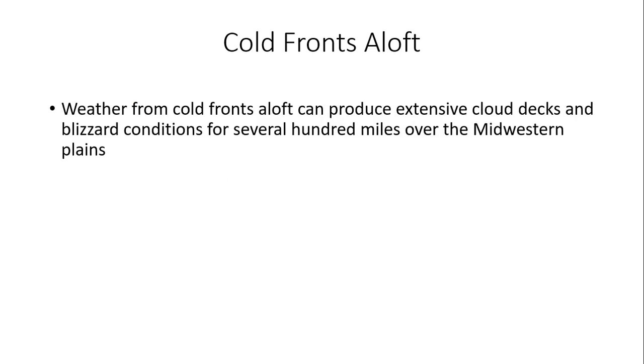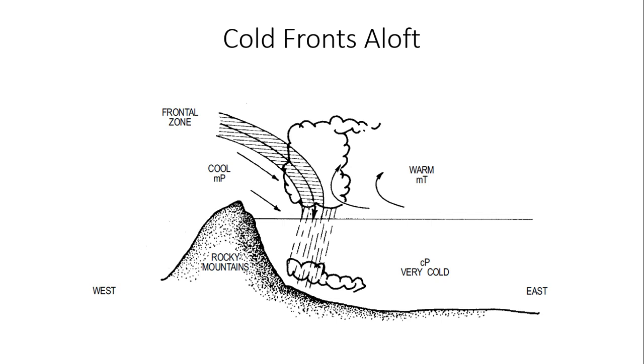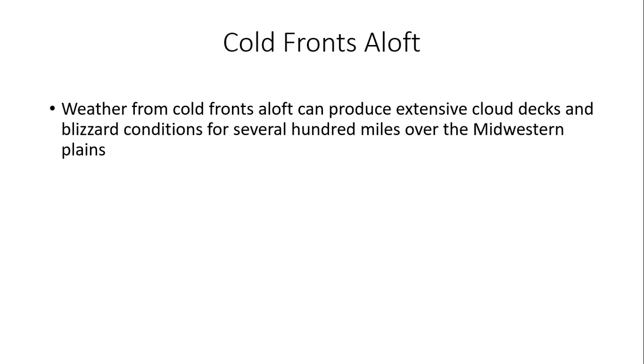All right, so weather from cold fronts aloft can be very significant. This can produce that extensive cloud deck and blizzard-like conditions for several hundred miles over the Midwestern plains, east of the Rocky Mountains in the winter season. When you've got three different air masses colliding, we already have the warm tropical air mass being lifted in the vertical, riding up and over the colder continental polar air at the surface. And then when you throw this cool maritime Pacific air underneath the warm maritime tropical air, you can get some explosive cyclone development and get these blizzards to occur. And that's the significance of cold fronts as they move aloft over the mountains.